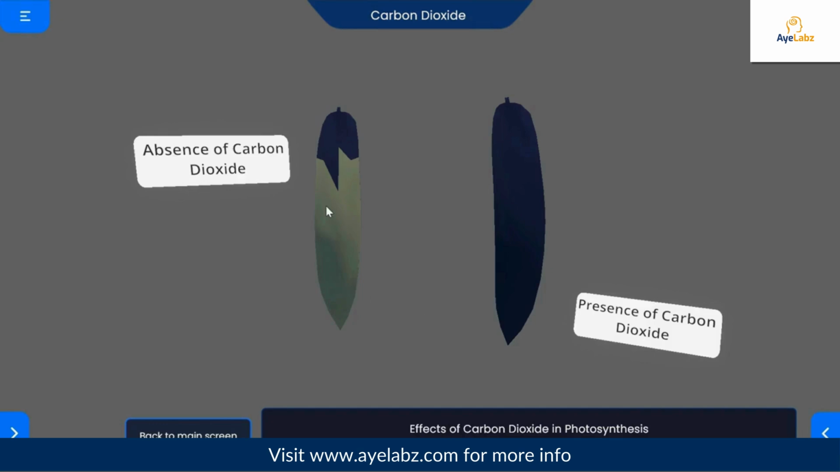In contrary to this, the part of the leaf present outside the bottle changed its color to blue-black, indicating the presence of starch. Similarly, leaf B also showed positive starch test because all the essential requirements for photosynthesis, that is light, chlorophyll, water and carbon dioxide, were readily available to it. Go back to the main screen by clicking here.